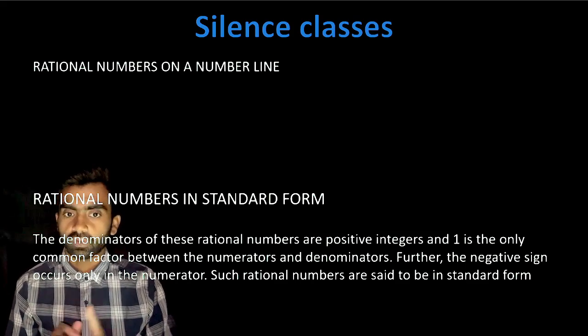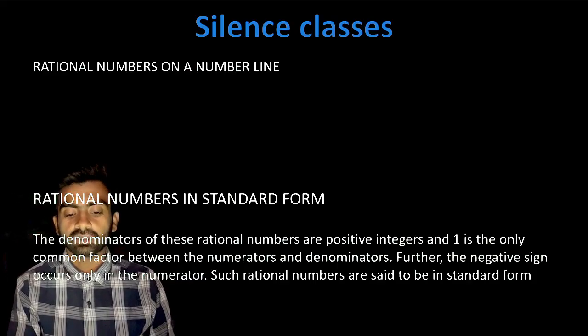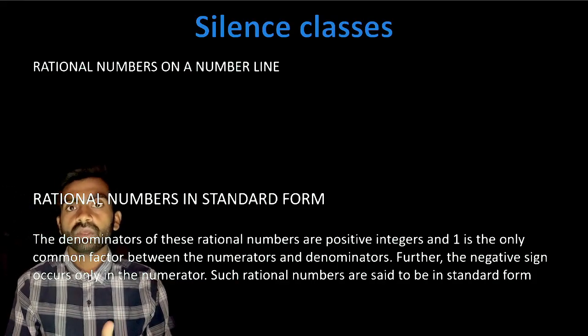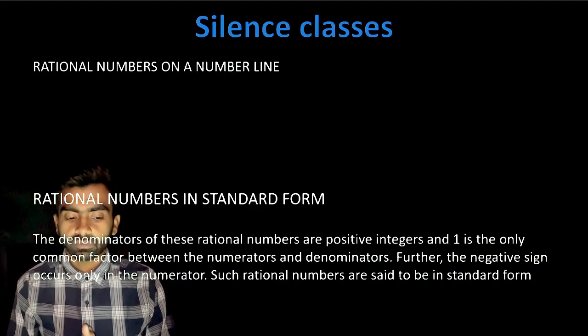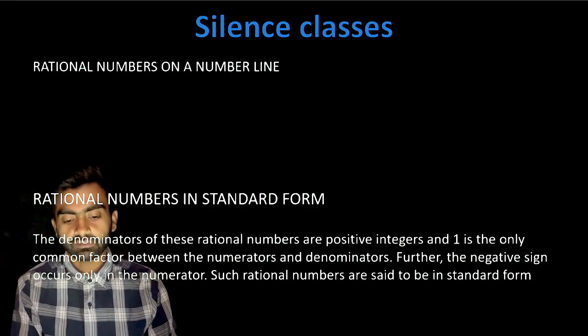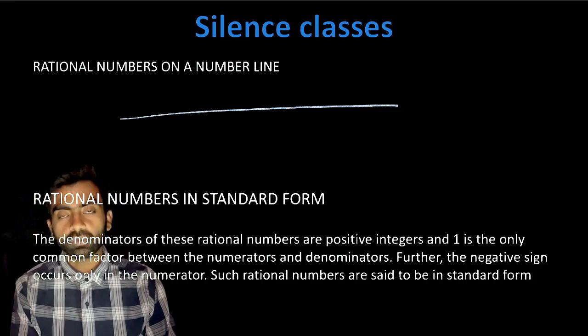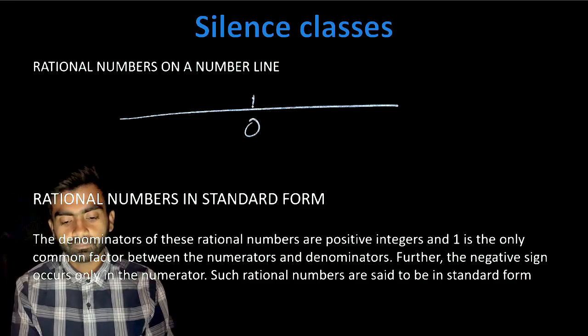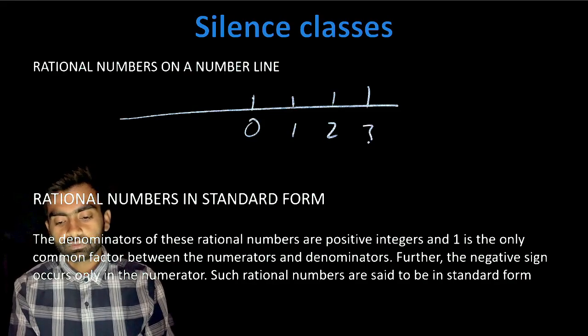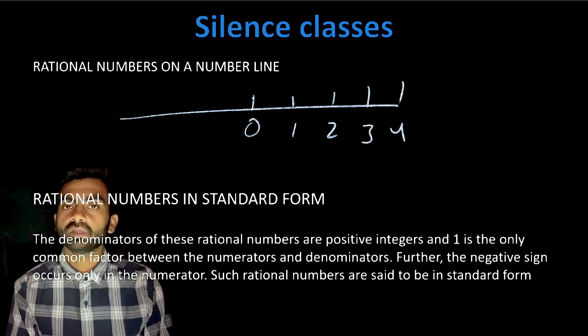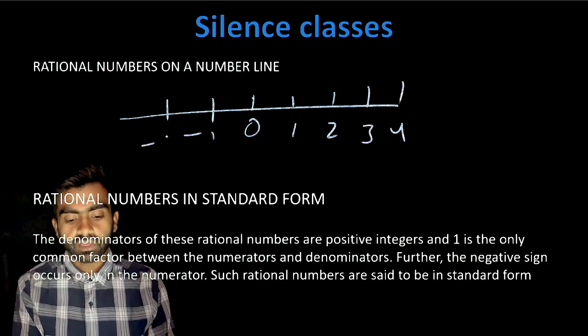What are rationals on the number line? Means how we will represent rational numbers on the number line. There is a number line, and I hope you guys know that 0 is here, then 1, 2, 3, 4. All the positive numbers are on the right hand side and all the negative numbers are on the left hand side.